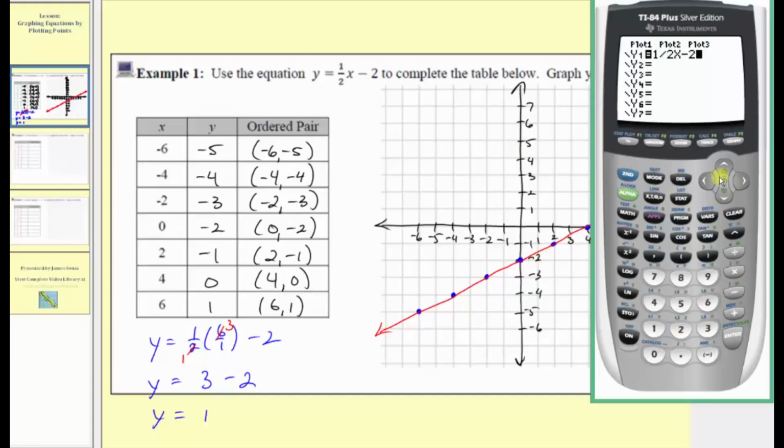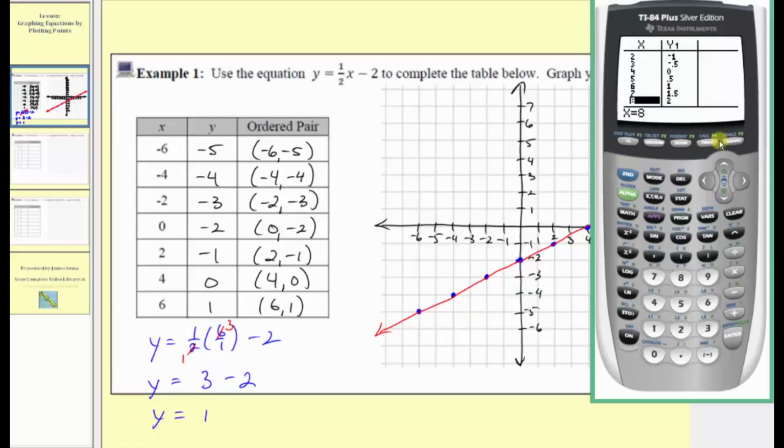Now before we go to the table by pressing second graph, let's go to the table set by pressing second window. Notice how right now the table is going to start at 0, it's going to change by ones, and it's on automatic, so we can scroll up or down in the table. So if we press second graph, we can scroll up to -6 and verify the output of -5 is correct. And now scrolling down, here's the ordered pair -4, -4. Here's the ordered pair -2, -3, followed by the ordered pair 0, -2, and so on.